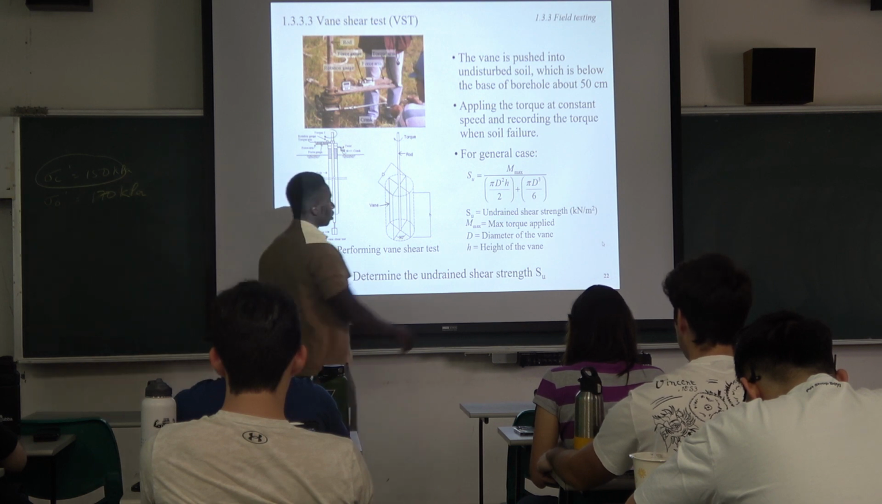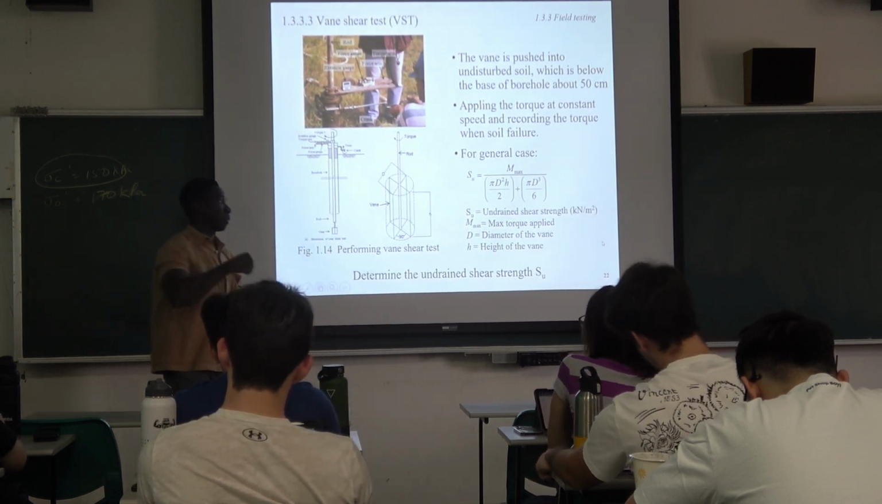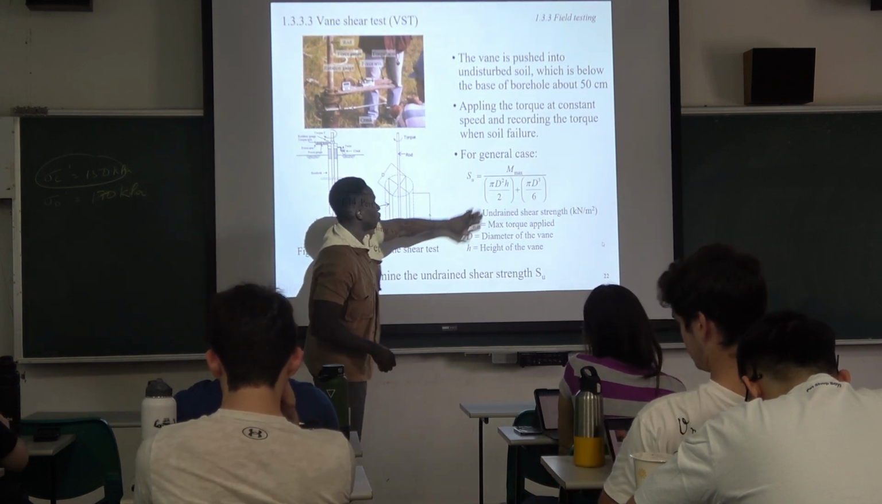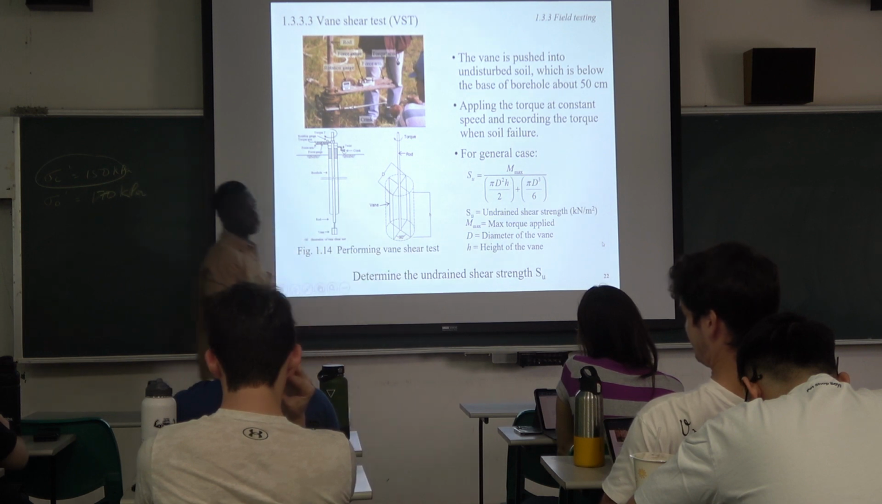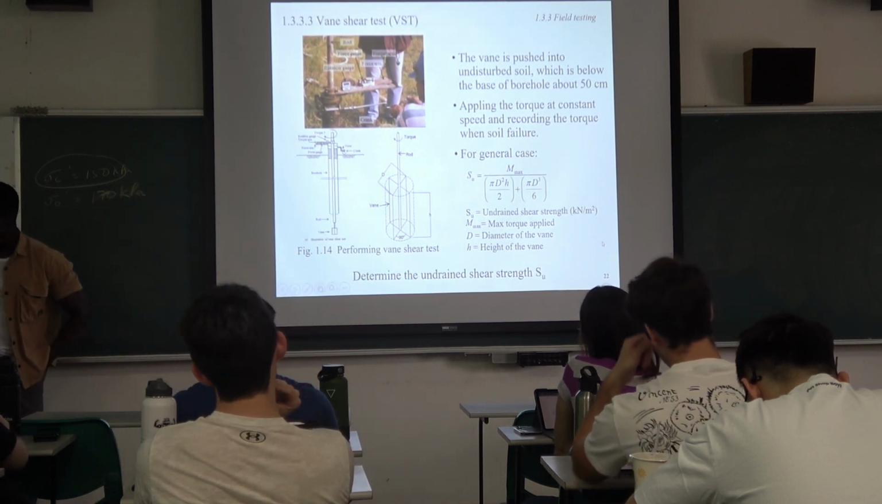So you can get the maximum torque. What's the maximum torque you apply here, what is the diameter, and then what is the height. Then you use this formulation, and it gives you the undrained shear strength of the clay material you are dealing with.